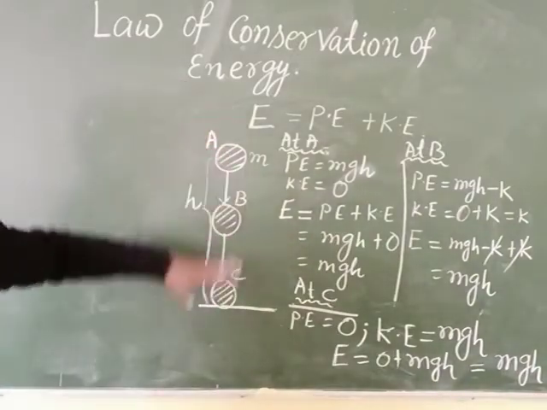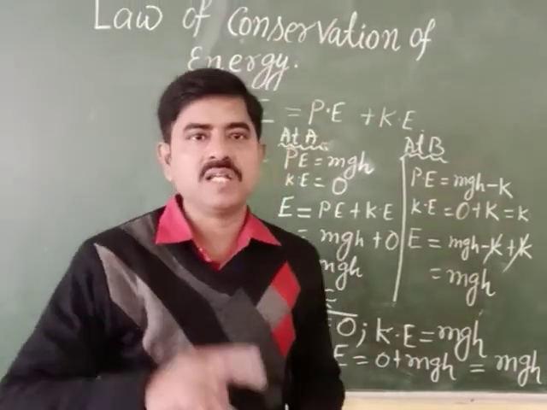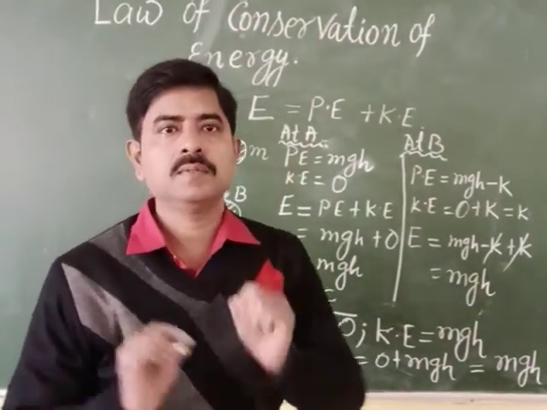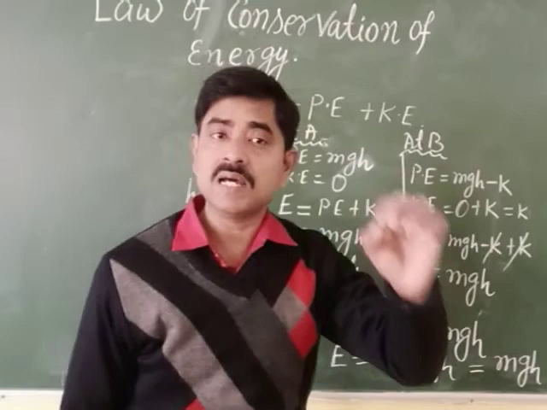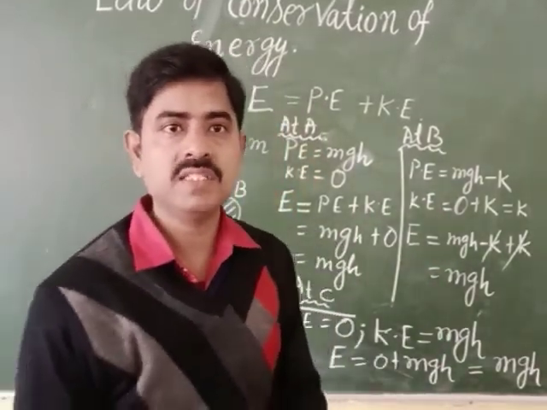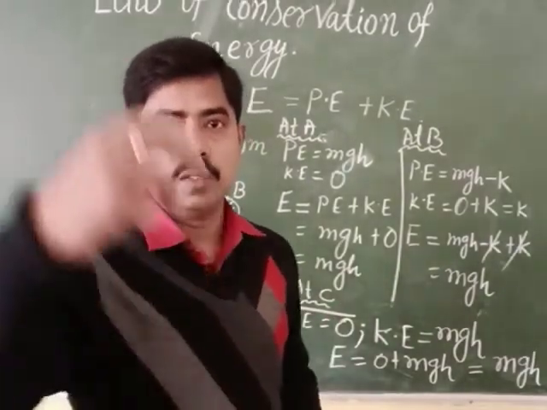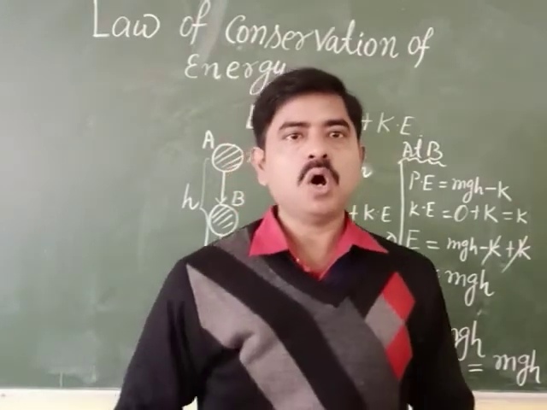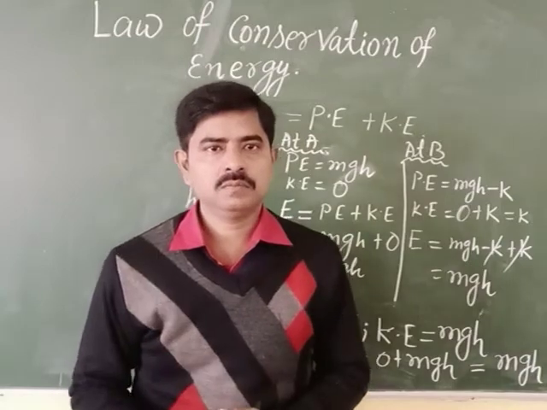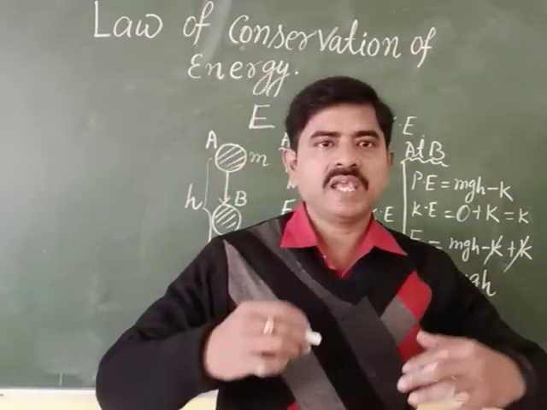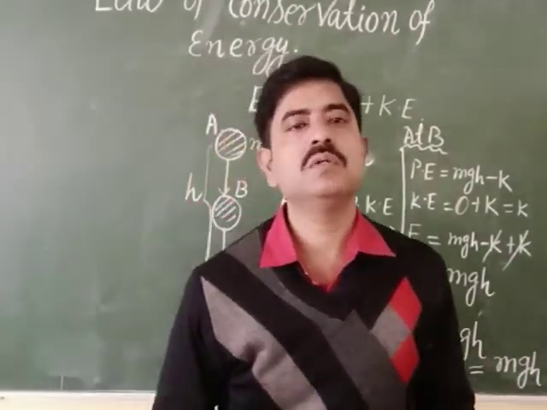So through this example, what we have found is that the energy of the body which is falling down is transforming from potential to kinetic. But the total mechanical energy, which is the sum of potential and kinetic energy, always remains constant. So from here we can say that for a body which is falling vertically downward, or a body which is moving vertically upward, or any object, its total mechanical energy when it is moving upward or coming downward is always equal to mgh.